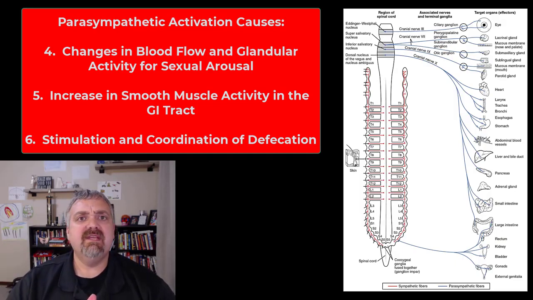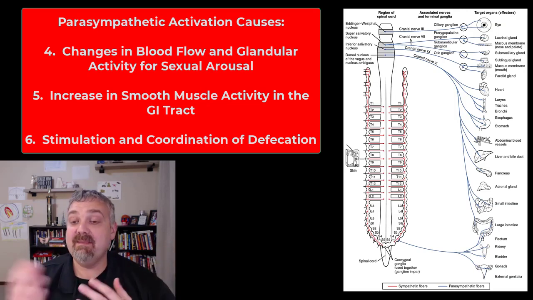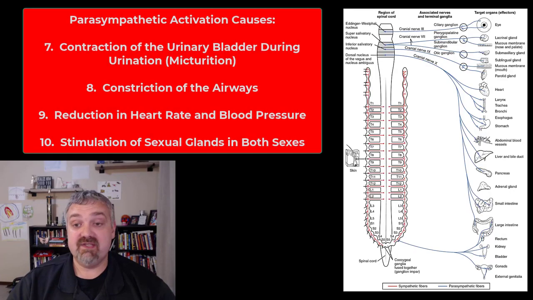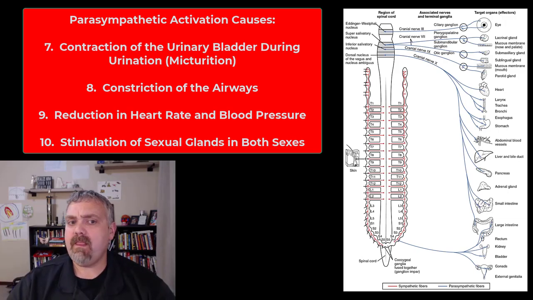Number five, increase in smooth muscle activity along the GI tract. So you're going to be moving food as you digest and absorb it and then eliminate it, which would be number six, the stimulation and coordination of defecation. So defecation is a parasympathetic response, along with urination. So seven would be contraction of the urinary bladder so that you can urinate. You do have to relax in order to urinate.